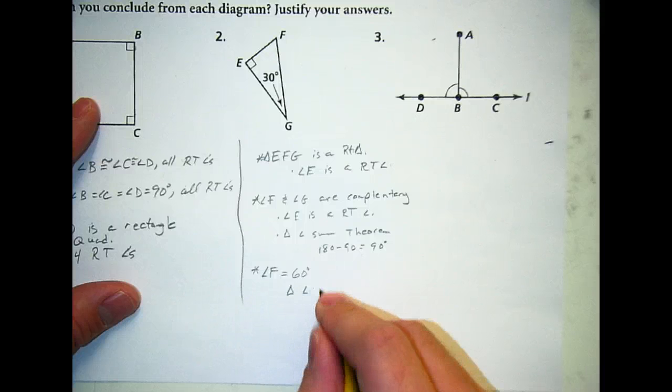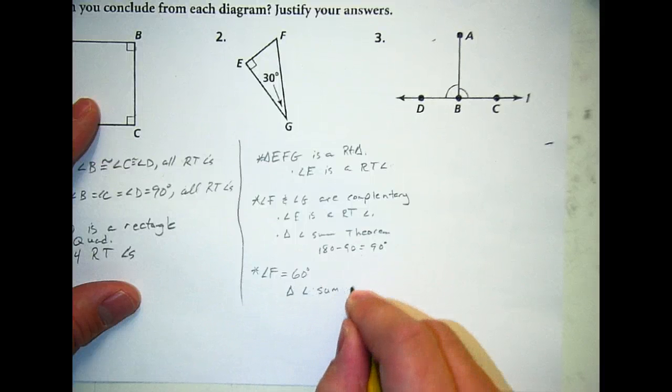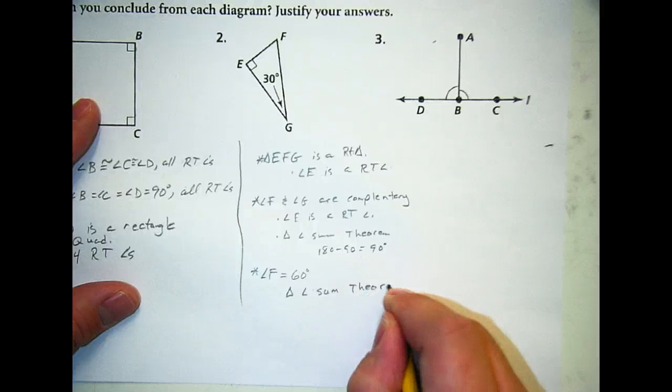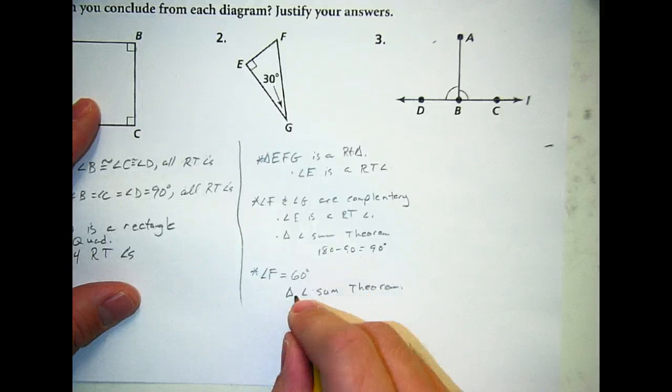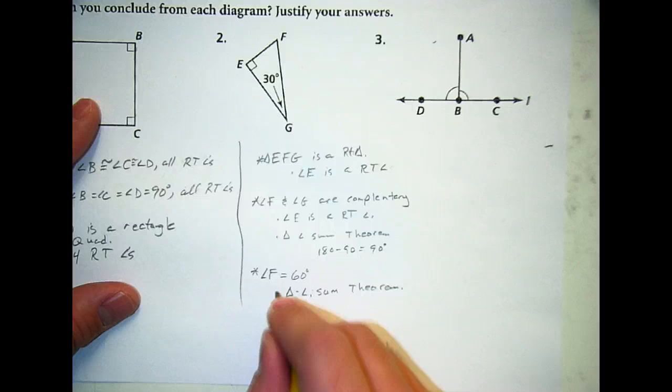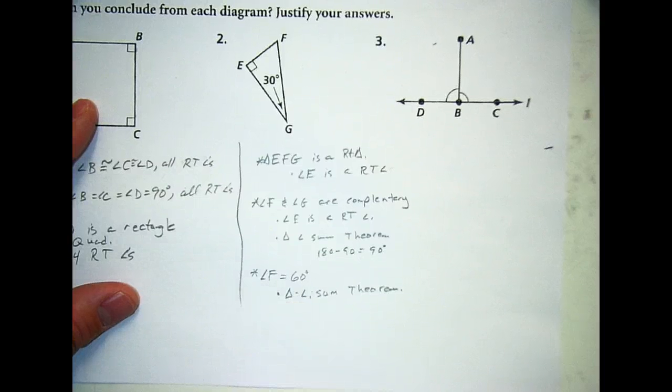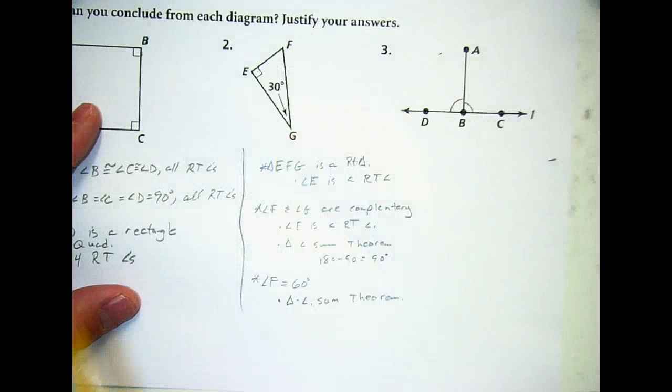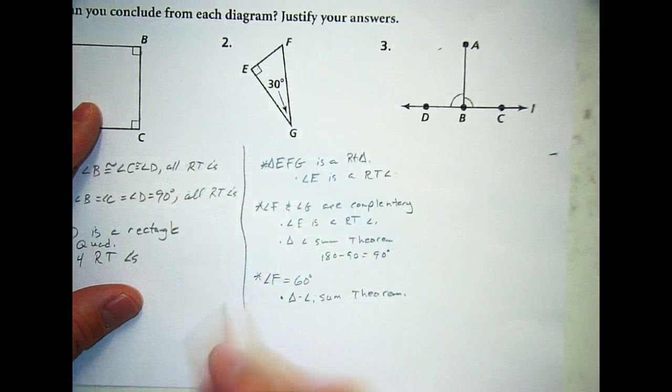Good, and we use this a lot. Triangle angle sum theorem. In fact, you can abbreviate it like that. Triangle angle sum theorem. That's all you have to say there. All those have to add up to 180. We could also say angle E is what?